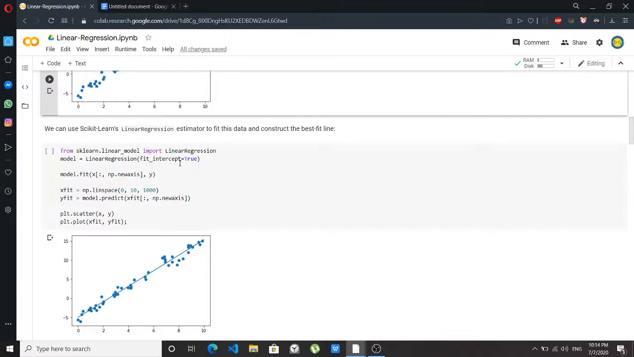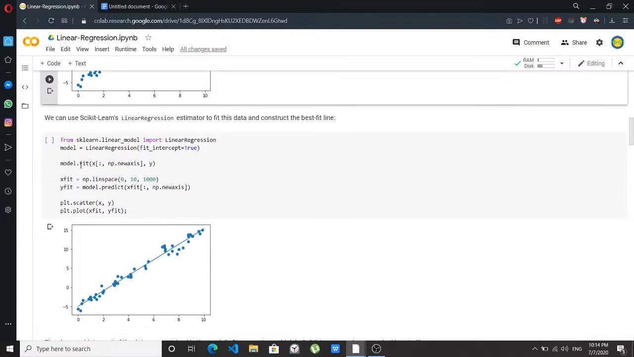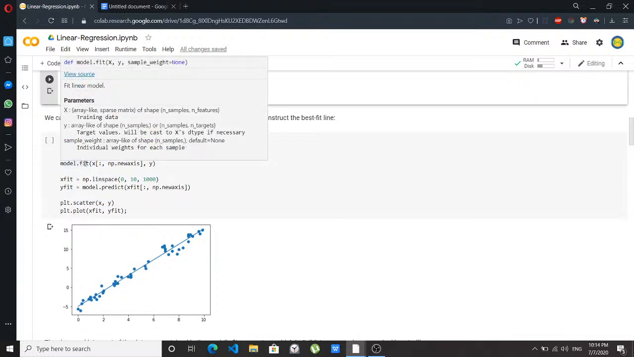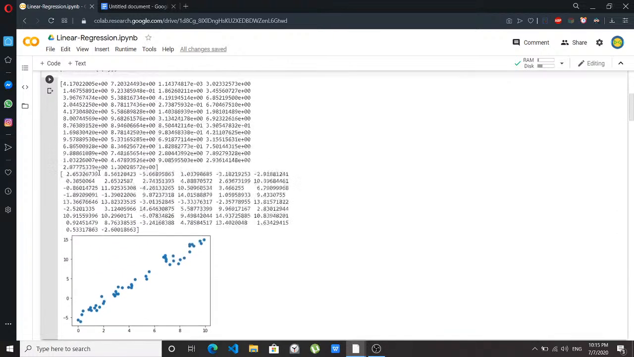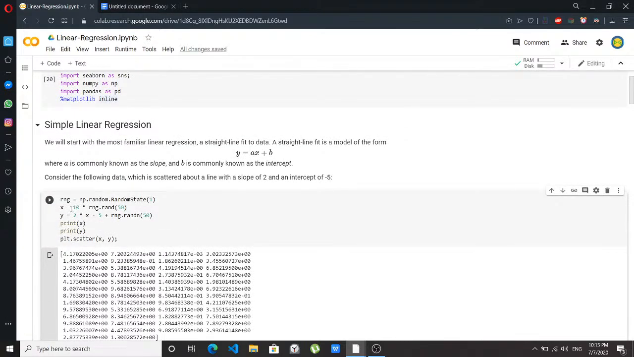It is one of the parameters. We are defining that we want the intercept, and here fit, as you can see, also means fit linear model. We are training this model with the given data, x and y.